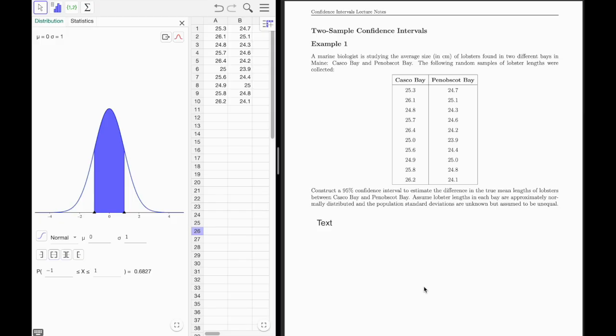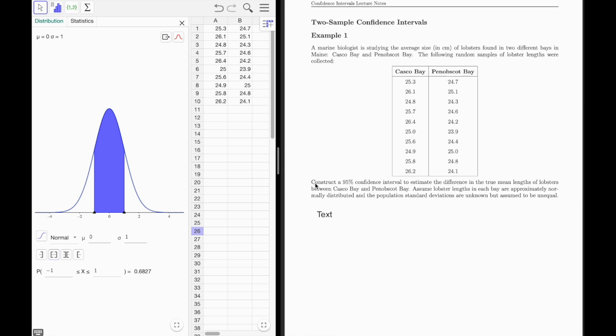Let's look at example 1. A marine biologist is studying the average size in centimeters of lobsters found in two different bays in Maine. We have Casco Bay and Penobscot Bay. The following random samples of lobster lengths were collected. So these represent the lengths of the lobsters in each data set in centimeters. We need to construct a 95% confidence interval to estimate the difference in the true mean lengths of the lobsters between Casco Bay and Penobscot Bay.